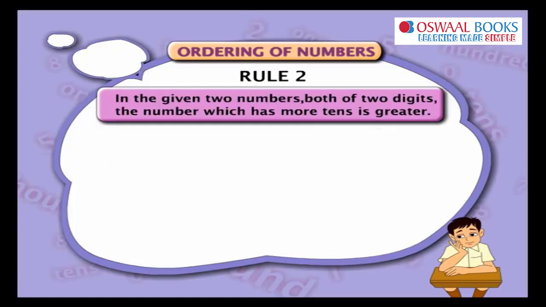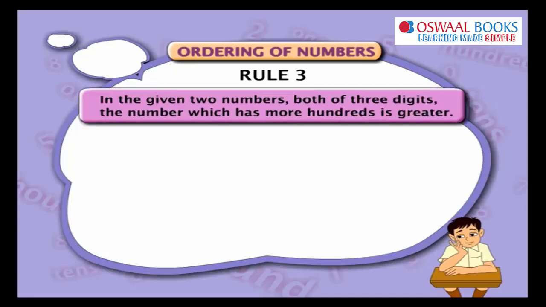Rule 2. In the given 2 numbers, both of 2 digits, the number which has more tens is greater. For example, let us take 2 numbers 34 and 12. 34 has 3 tens and 12 has 1 ten. 3 is greater than 1. So, 34 is greater than 12. We write this as 34 is greater than 12.